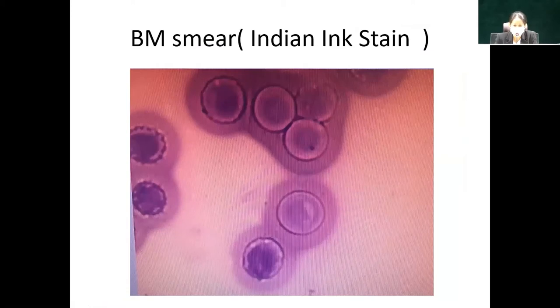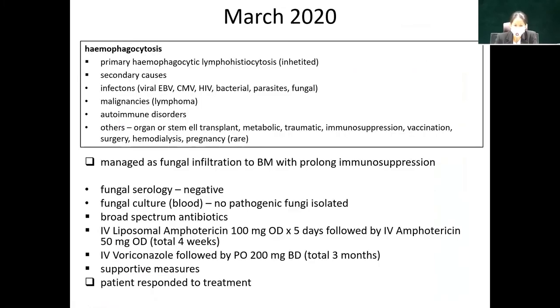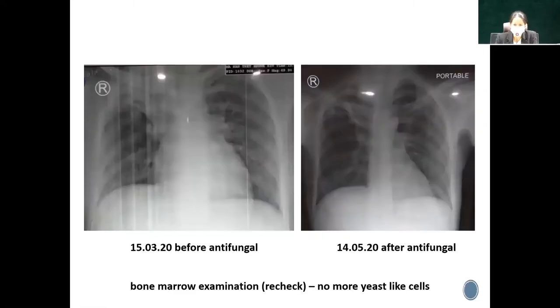Although not typical features, and her fungal serology and fungal culture later turned out to be negative, we managed her as fungal infiltration of bone marrow with prolonged immunosuppression. So we continued broad-spectrum antibiotics and gave her systemic antifungal, amphotericin B, for a total of 4 weeks, and voriconazole for a total of 3 months and other supportive measures. The patient responded to treatment, temperature subsided and well-being increased. And there was a radiological improvement after antifungal, and we re-examined the bone marrow and the fungal cells could not be seen, no more fungal cells.